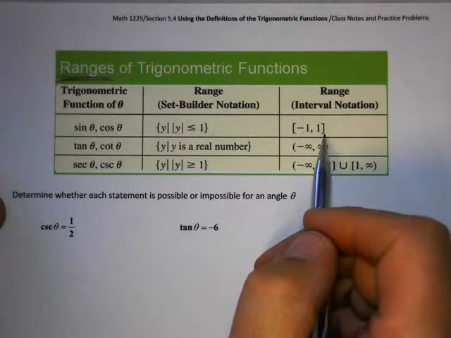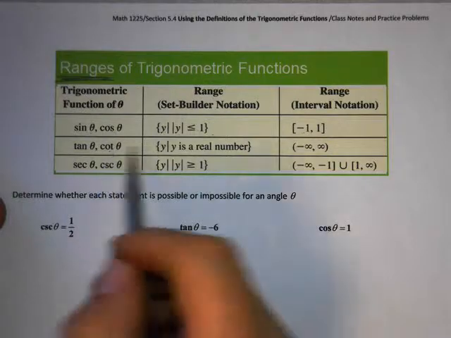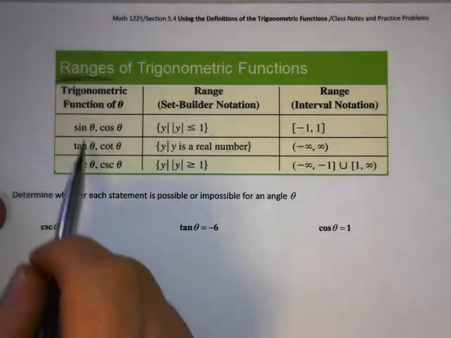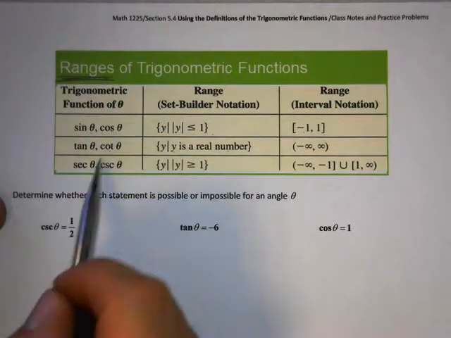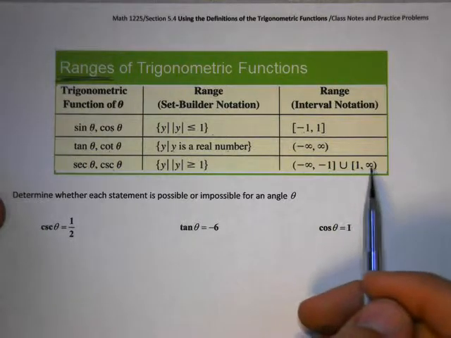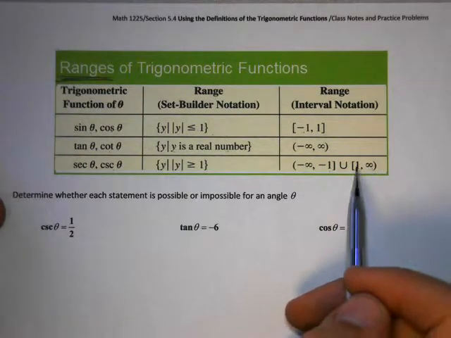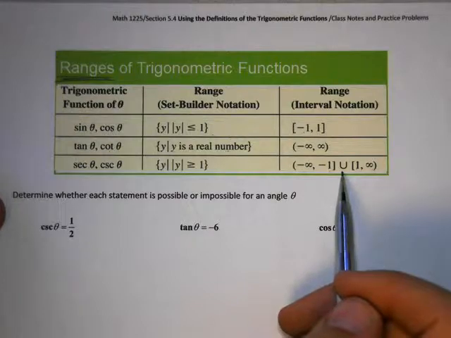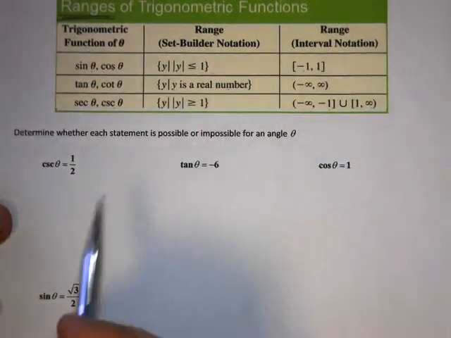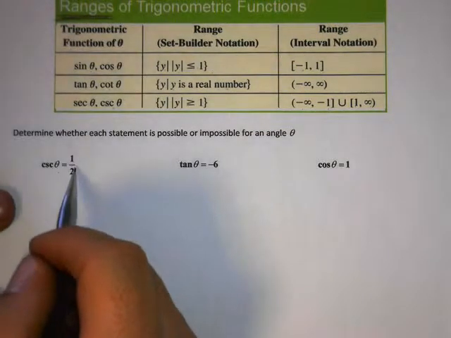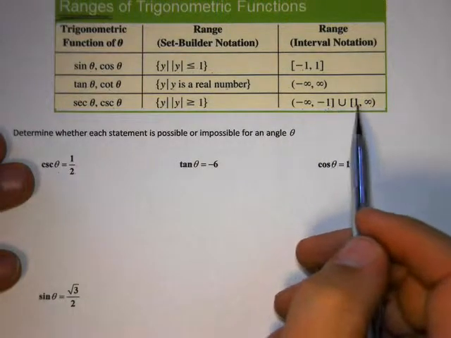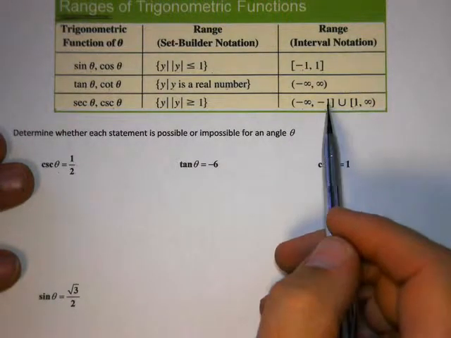For tangent and cotangent, the range is going to be all real numbers, negative infinity to infinity, and the reciprocals of sine and cosine are going to be between negative infinity and negative 1, and from 1 to infinity. It does include 1 and negative 1, but nothing in between. So if we want to determine if cosecant theta equals 1/2 is possible, well, cosecant theta has to be greater than 1 or less than negative 1. So this is not possible.